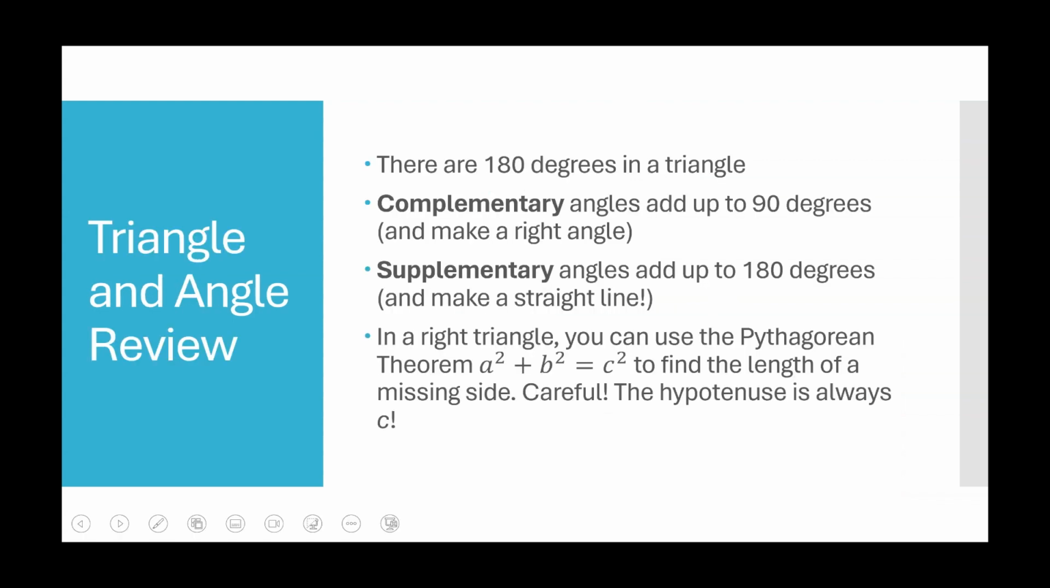In case we've forgotten, the 3 angles in a triangle will always add up to 180 degrees. When you see the term complementary angle or the complement to an angle, those 2 angles always add up to 90 degrees. And supplementary angles, or the supplement to an angle, those 2 are always going to add up to 180 degrees. Supplementary angles make a straight line every time.